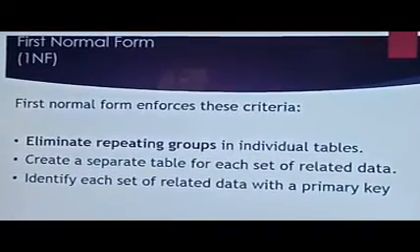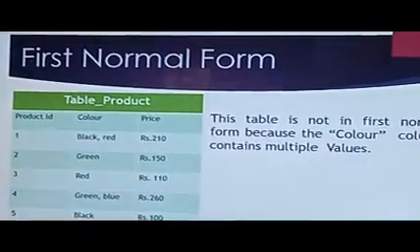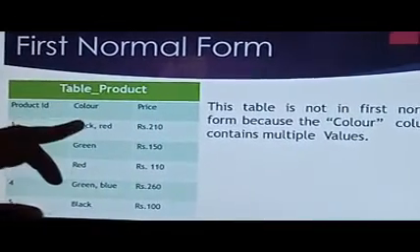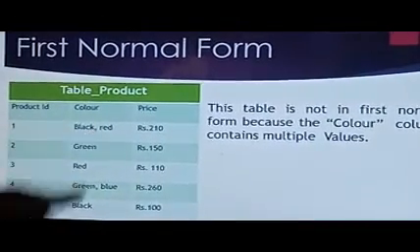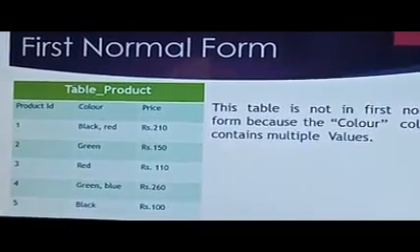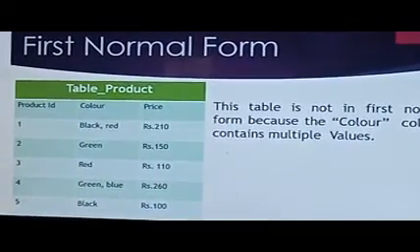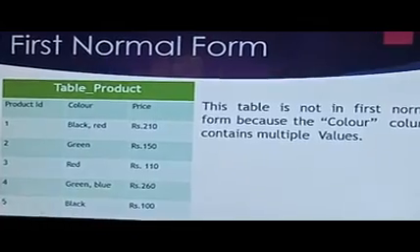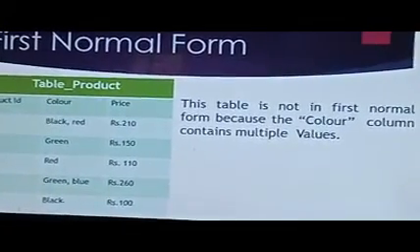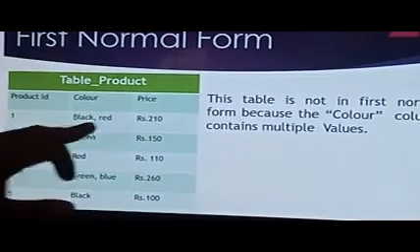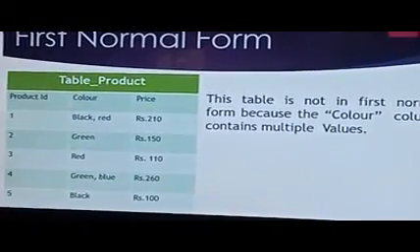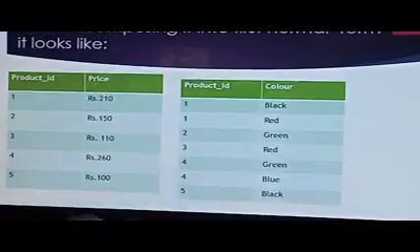So let me show the example. This might be the table with product ID, color and price. Here you can see black and red, green and blue, with the rate of 210 and 260. So here the multiple values are seen in the color column: black, red, green, blue. Based on this, you can segregate it into 2 tables like this.